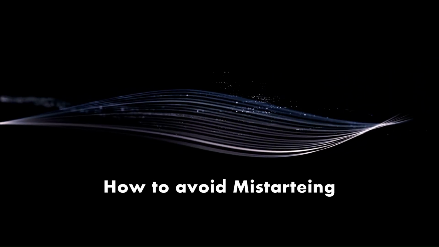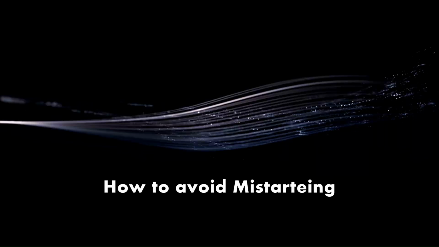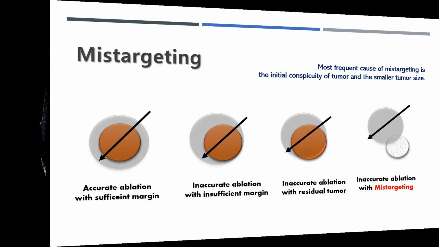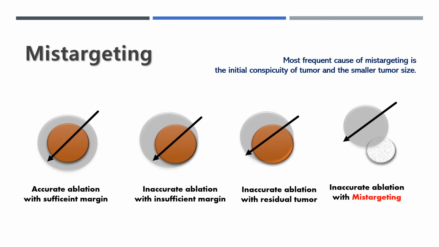How to avoid mistargeting. Accurate ablation is essential to achieve optimal ablation zone with sufficient ablative margin around the index tumor. For accurate ablation, we need to accurately place the electrode exactly at the site as planned.